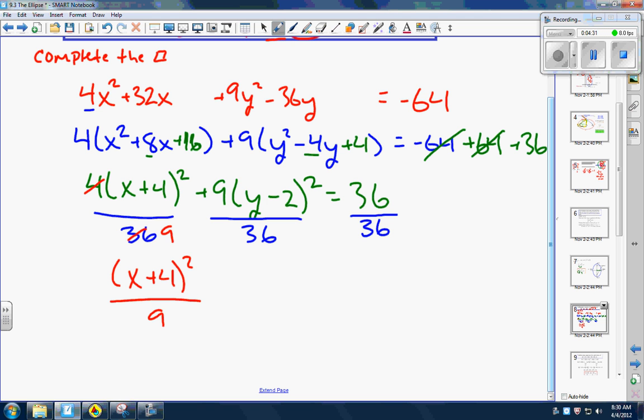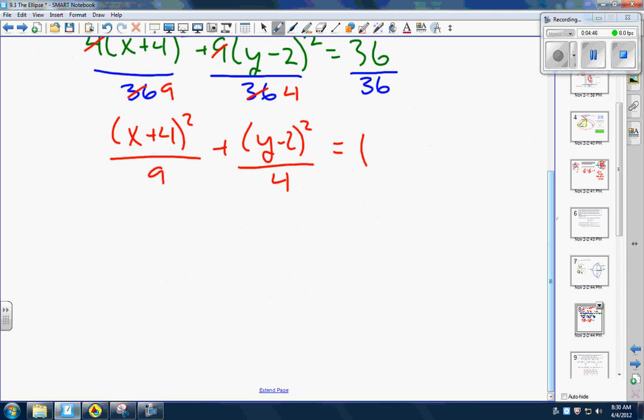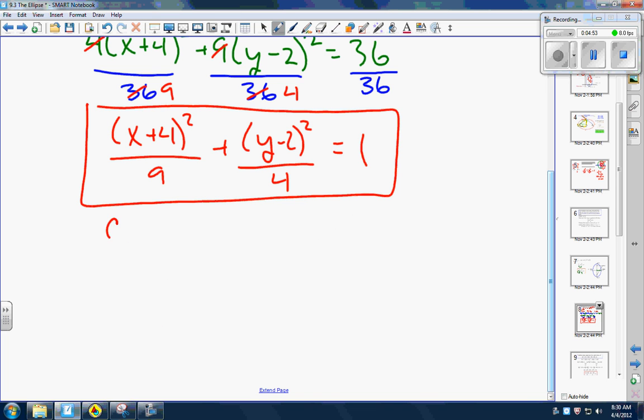That looks like an ellipse form right there. 9 goes into 36 4 times. So that looks like an ellipse right there, and this now equals 1. So we're in our ellipse form with this guy right here. We take a look at it, and we can say the center is at negative 4, positive 2.